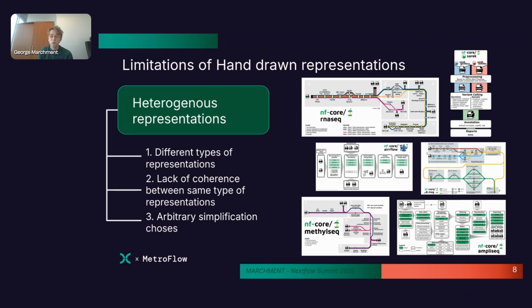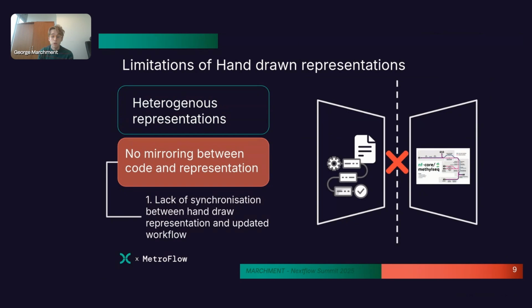And since workflows are very large and very complex, there have to be arbitrary simplification choices to reduce the complexity. This is normal. However, depending on the user, they might not make the same choices. So again, this adds another layer of difficulty. Another limitation is that there's no mirroring between the workflow implementation and the metro map or the representation.